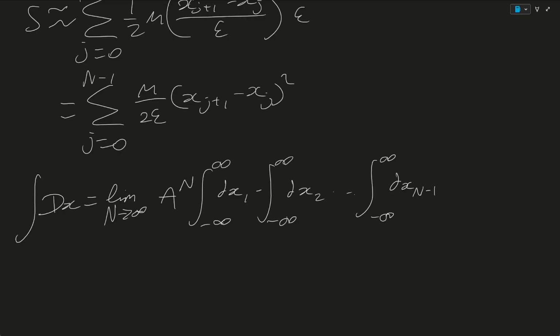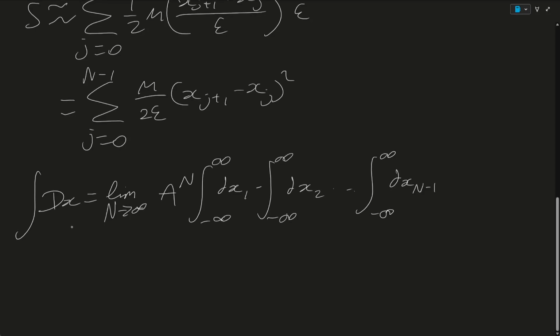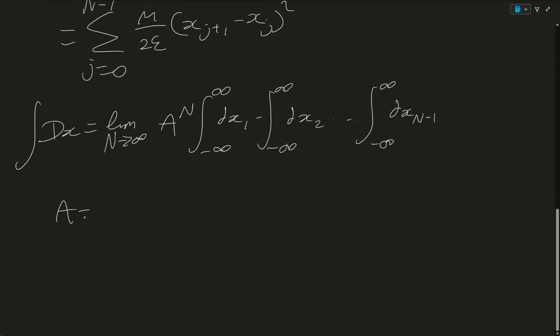And we can, well, the value for A is of course m over 2 pi i h bar epsilon. Memory is failing me.